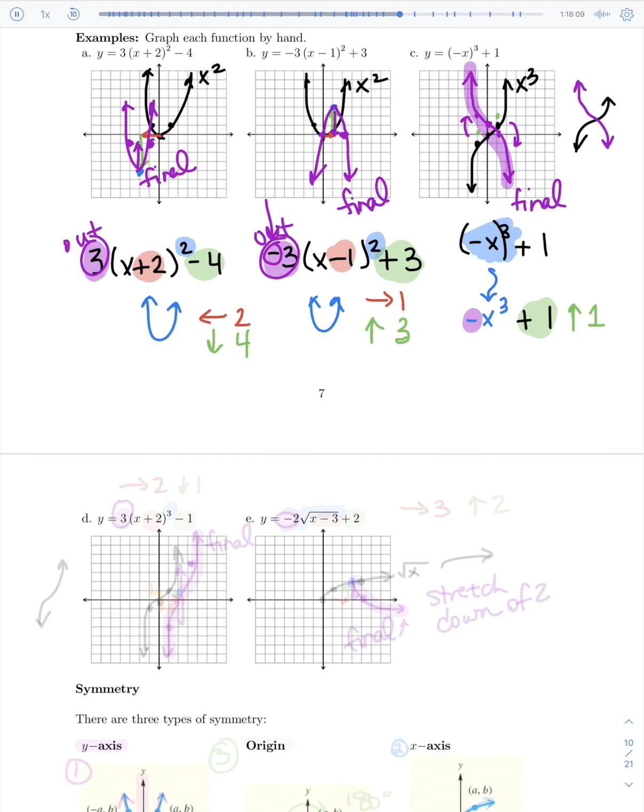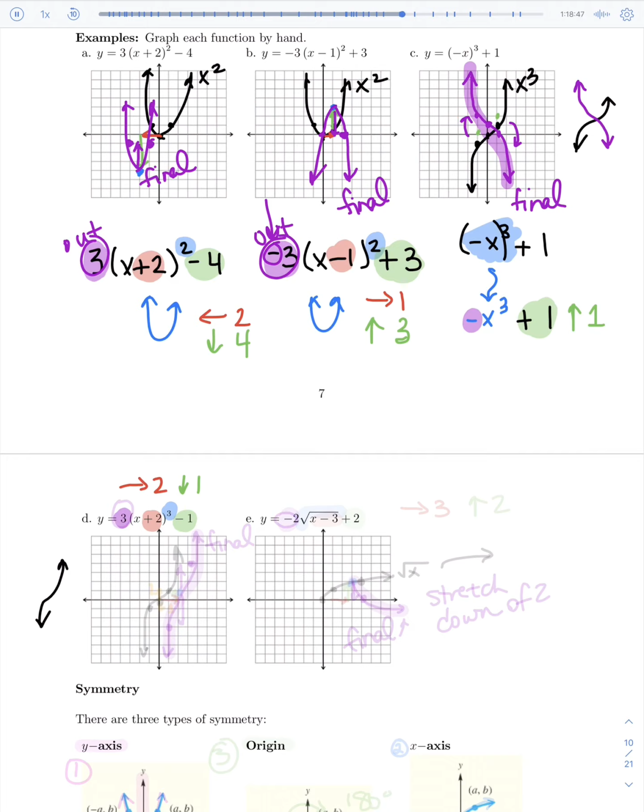Now let's take a look at D. In D, we've got again that this is cubed, which means we've got our snake graph pointing up. Let's see, we've also got a plus 2 inside, which actually means we're going to shift to the right 2. We also have a minus 1 on the outside, which means we're going to be shifting this down 1. And we also have a stretch of 3. Normally we don't see anything and we automatically have a stretch of 1.